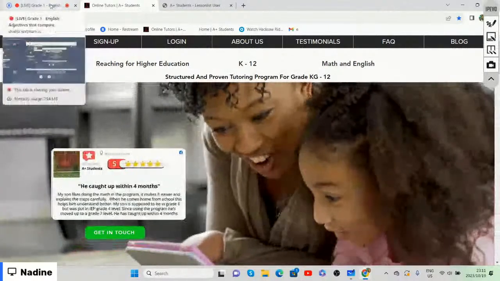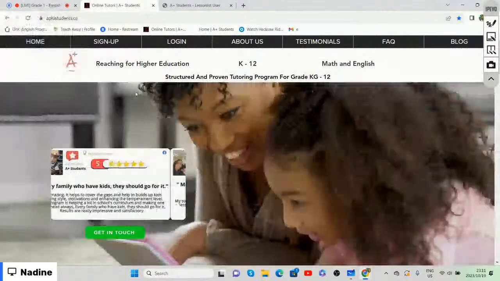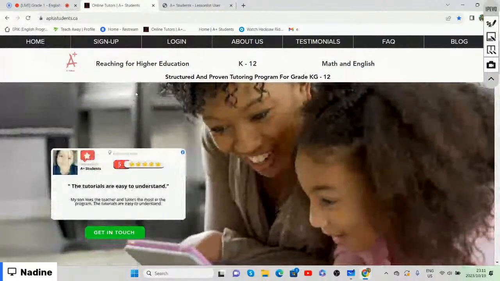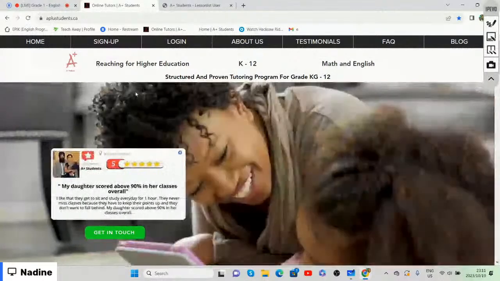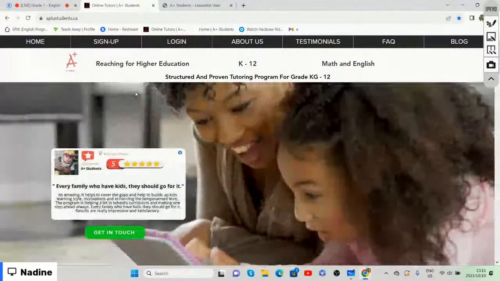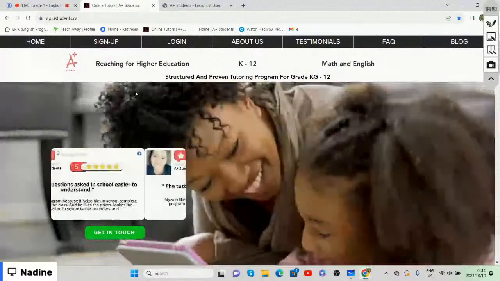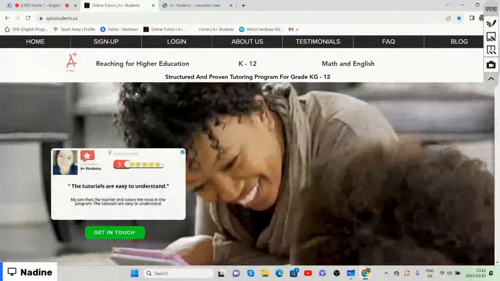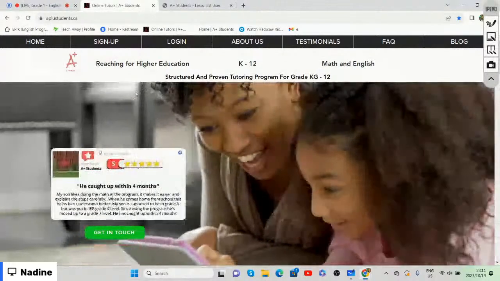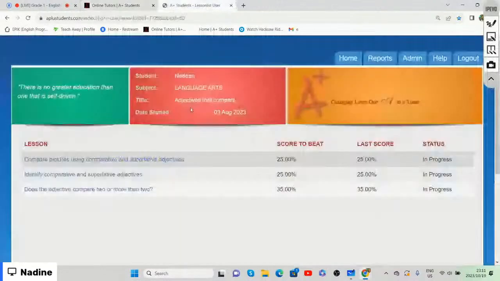And before we start, we are going to log into aplusstudents.ca. Once we've logged into aplusstudents.ca with our username as well as our password, we are going to select the subject of language arts and then grade 1. Once we've selected language arts grade 1, we're going to scroll down until we get to the chapter of adjectives that compare.